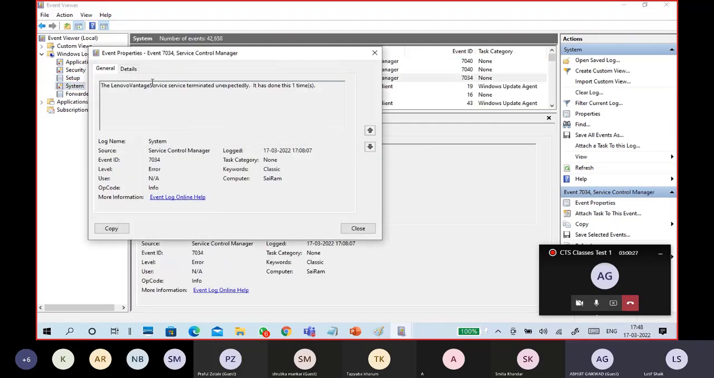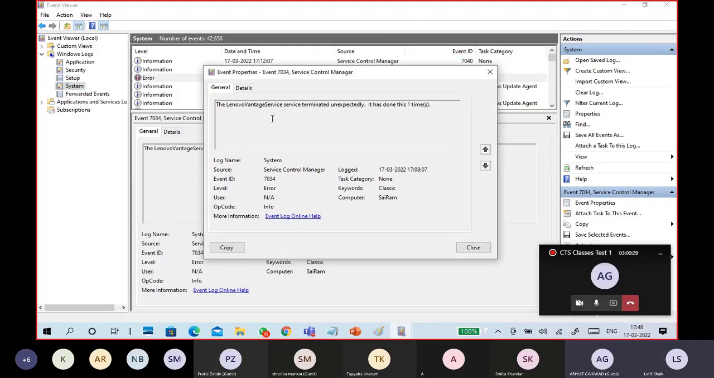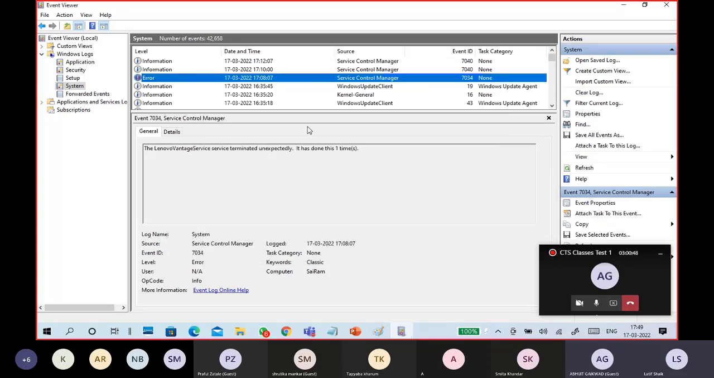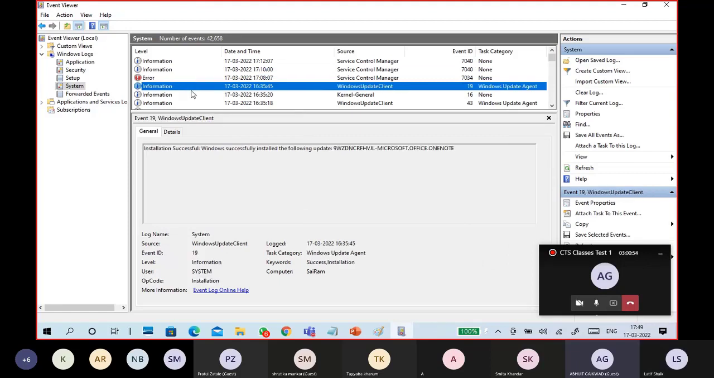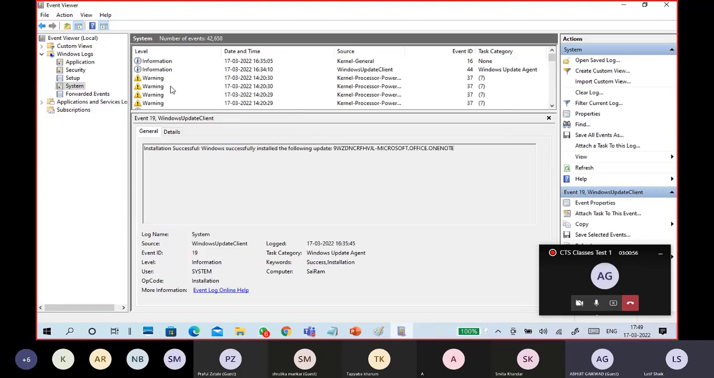If you open an error or warning that has happened, it says, see, Lenovo Vantage service is terminated unexpectedly. It is not terminated unexpectedly, I terminated it manually. It has done this four times. So it is throwing an error because I removed it. Why? Because it's consuming more resources. And here are warnings.